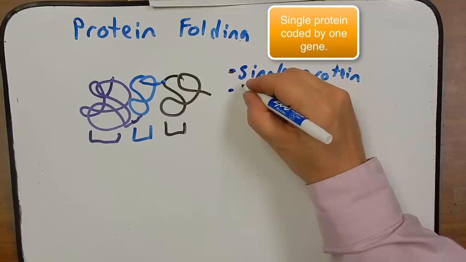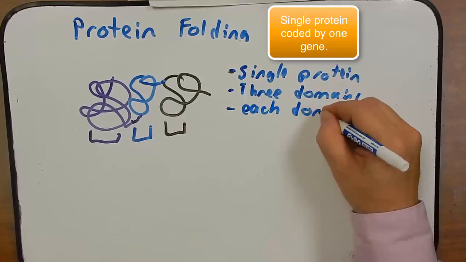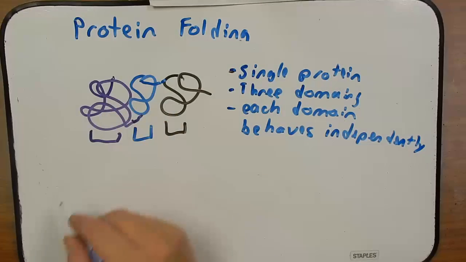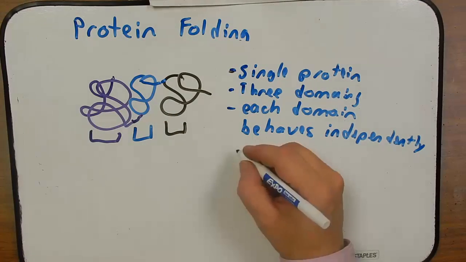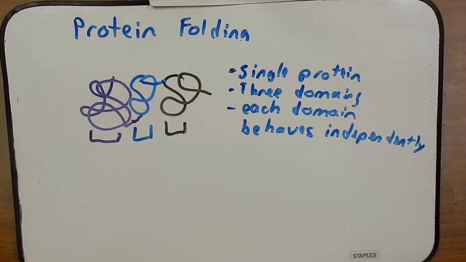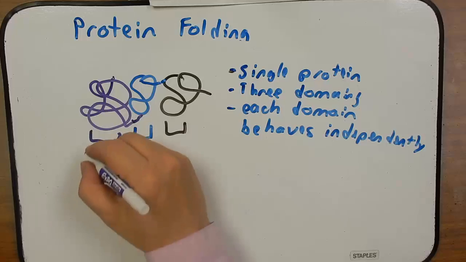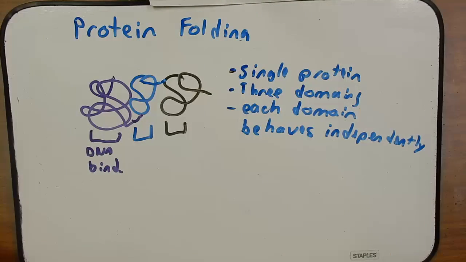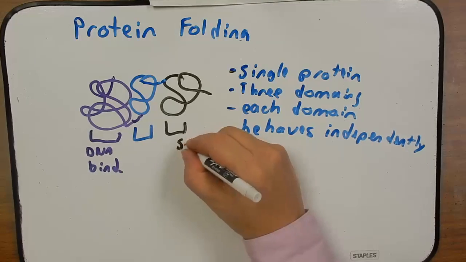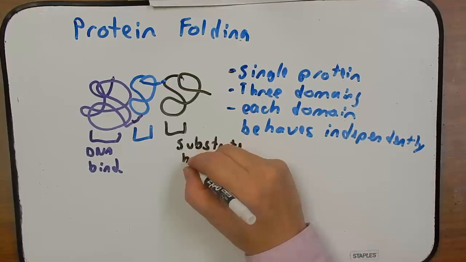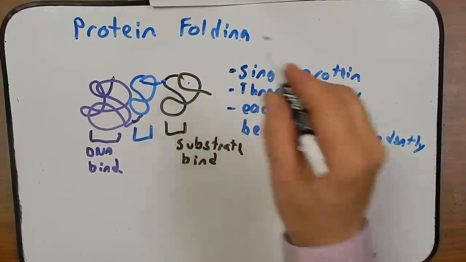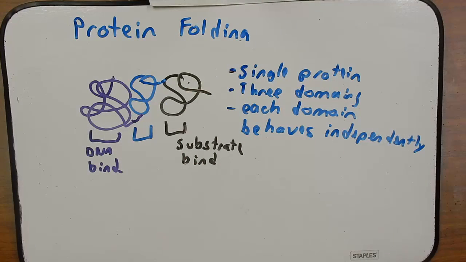Let me write that here. Each domain behaves independently. They can fold independently of the other two. They can have different catalytic abilities or purposes. For instance, maybe this purple domain has a DNA binding function. Maybe this domain has a substrate binding, substrate other than the DNA. Maybe it's a substrate that binds here and it directs it to a different location in the cell.